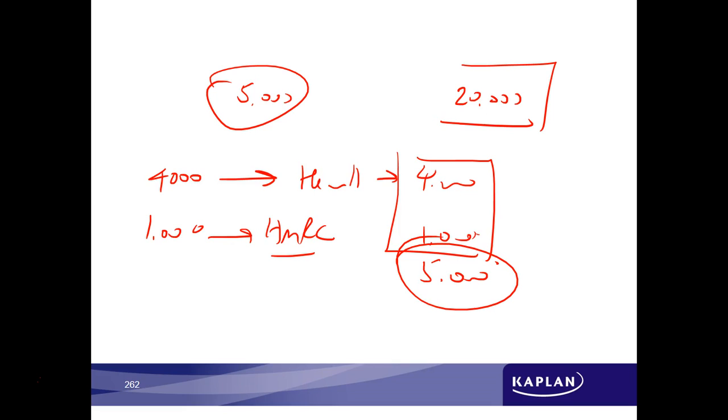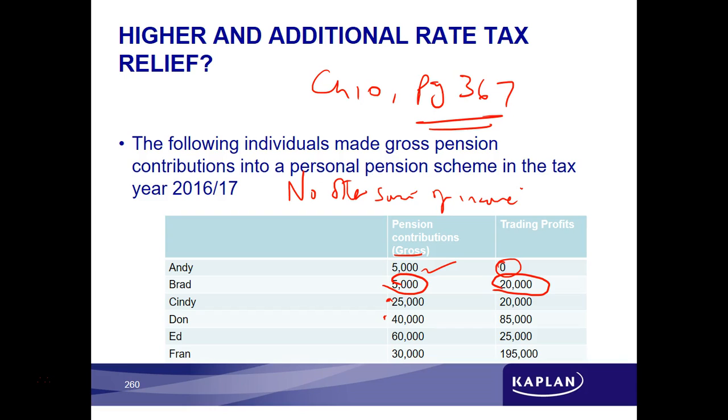Let us move on. Who's next? Now we have Cindy. Cindy has trading profits of 20,000. You can probably see where this is going now. She made pension contributions of 25,000. Because she is restricted, you can only give as much as your trading profits. So somehow she's putting in more money from some other source, maybe a gift.